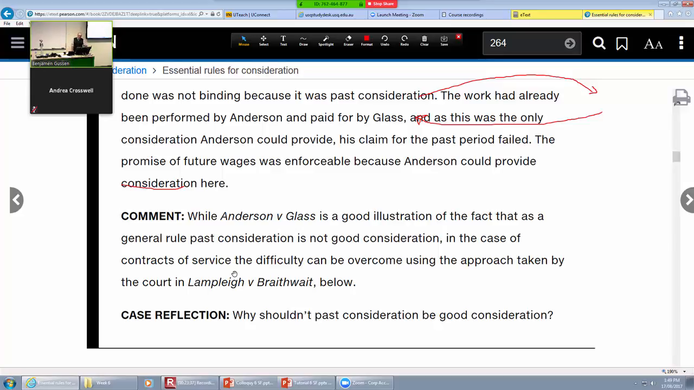The promise for future wages was enforceable because he could provide consideration there. So what they're saying is that the employee is entitled to the extra wages for what he will be doing, but he's not entitled to them for what he has done. What he has done was agreed on, even at a lower rate. Promise is exchanged, and that's done. But if it's something that you still need to do in the future, the promise that the employer gave to the employee is a promise that's bought with this future extra work.